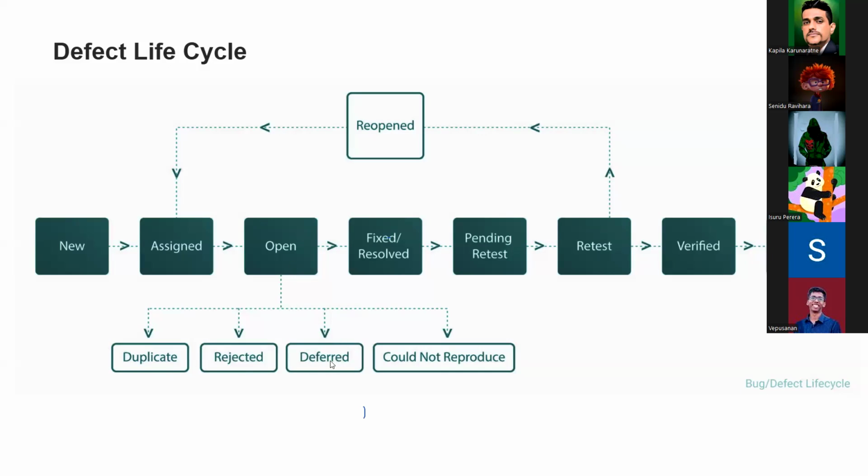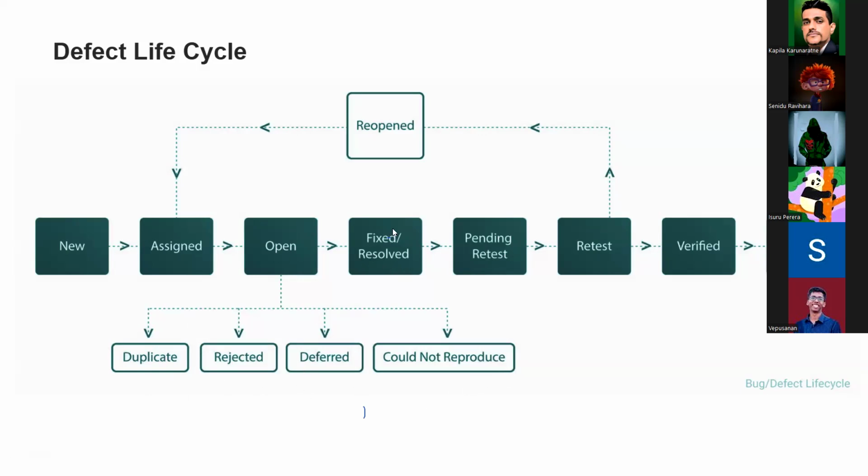The defect is valid, but he can't fix it in the current release. He will fix it in the next release. Then it will be deferred. Or the developer can't reproduce the defect because some reason the tester raised it, but now it is not appearing. So either he can fix it or he can close the defect like this.